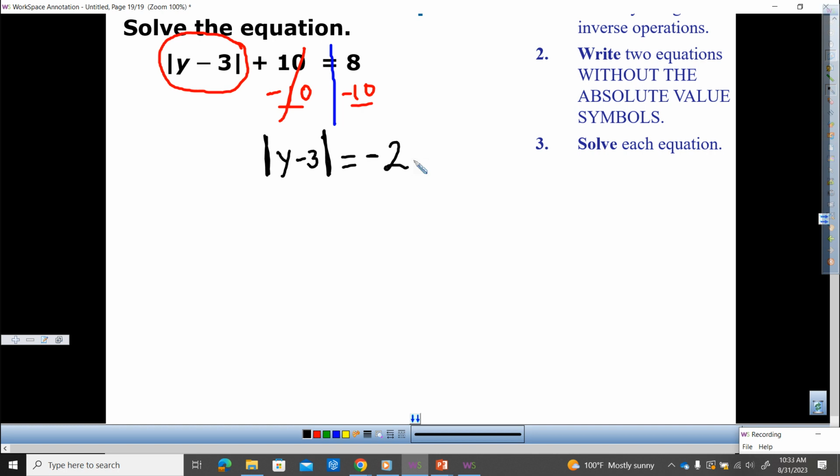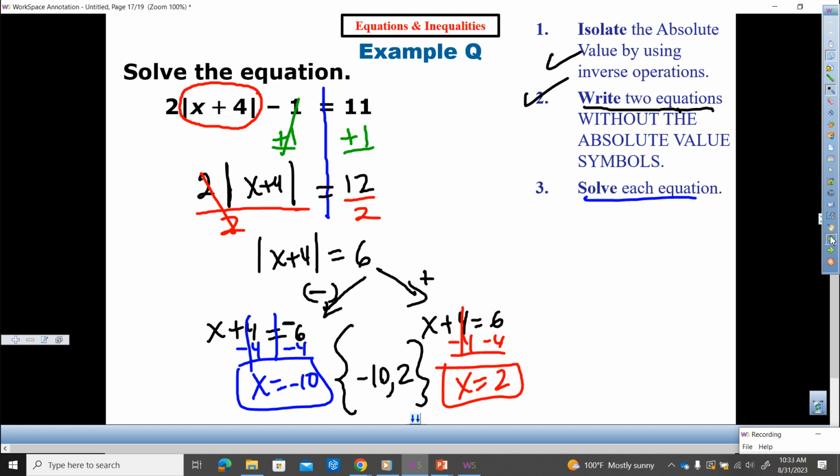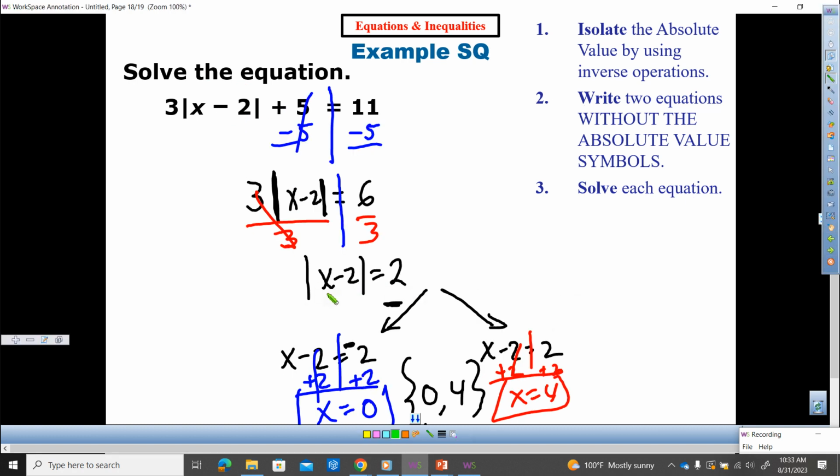You're like, what? Writing utensils down. Look up to the screen. Let me show you. All right, let's look at this one. I'm not going to say anything, I'm just going to point out some stuff. Look up. Absolute value by itself with a positive 6, and then it became 2 equations. Absolute value by itself, a positive 2, and then it became 2 equations.